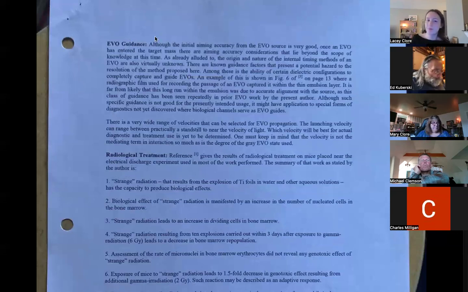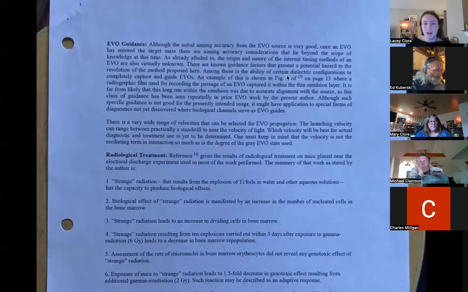EVO guidance. Although the initial aiming accuracy from the EVO source is very good, once an EVO has entered the target mass, there are aiming accuracy considerations that lie beyond the scope of knowledge at this time. As already alluded to, the origin and nature of the internal timing methods of an EVO are also virtually unknown. There are known guidance factors that present a potential hazard to the resolution of the method proposed here.